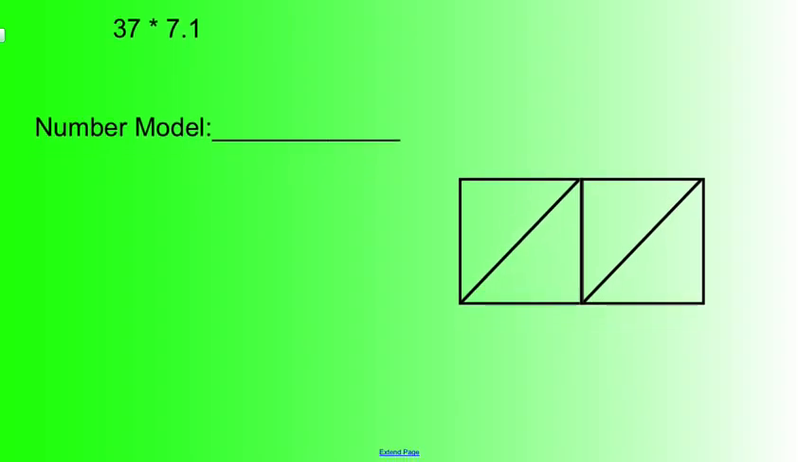Number model: 37 is about 40 because this 7 here tells us to round up. It's 5, 6, 7, 8, or 9, so we round up. 40 times 7 and 1/10 is very close to just being 7. It's only 1/10 away. So 40 times 7 equals, well, 4 times 7 is 28, and then I just slapped the 0 on the end for 280. So I'm looking for a number somewhere around 280.